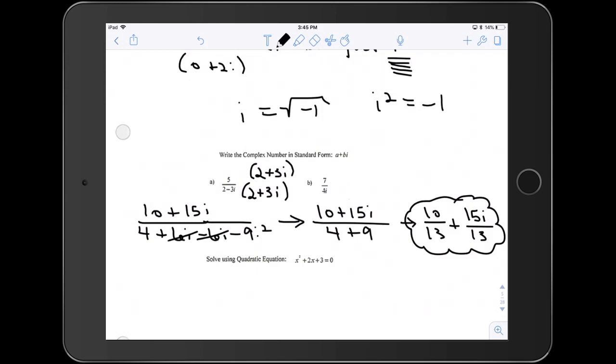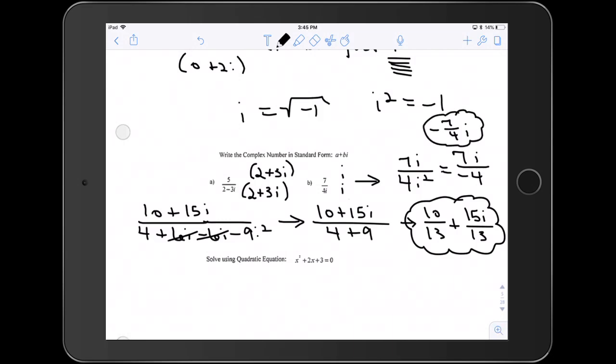This here, letter B, you want to get the i out of the denominator. If I multiply both sides by i, using the conjugate idea up above, that's going to give me 7i over 4i squared, which in turn is going to give me 7i over negative 4. And really, the better way to write this would be to say negative 7/4 i.